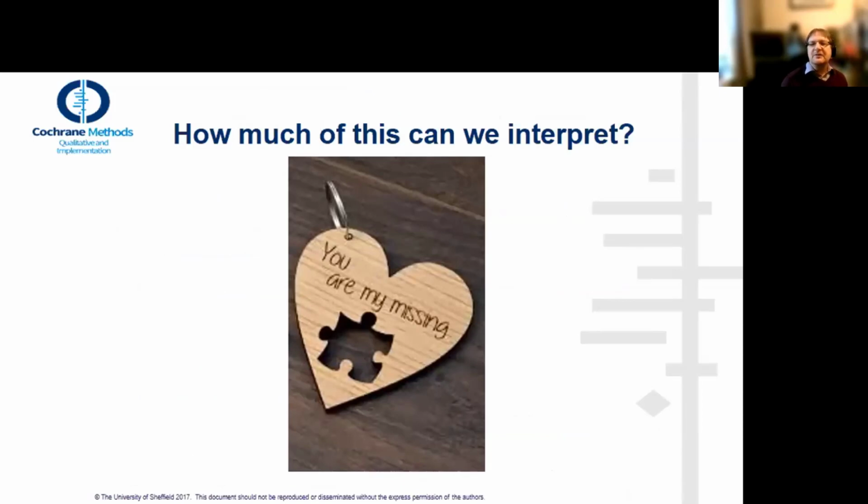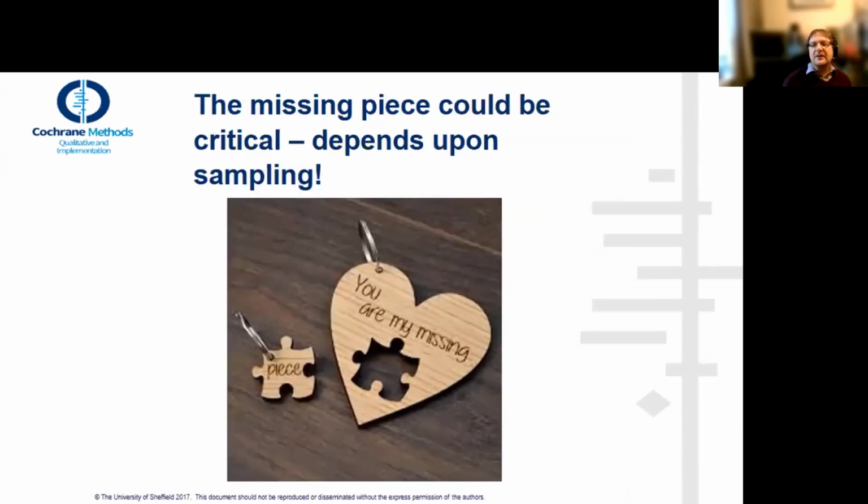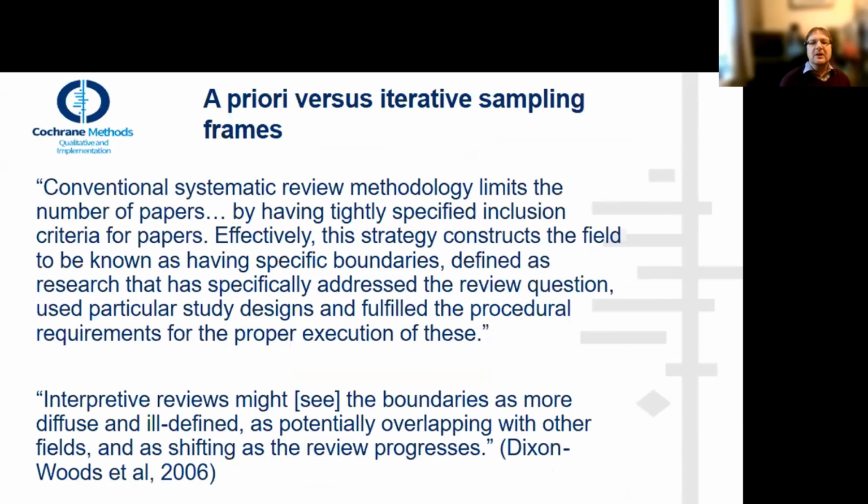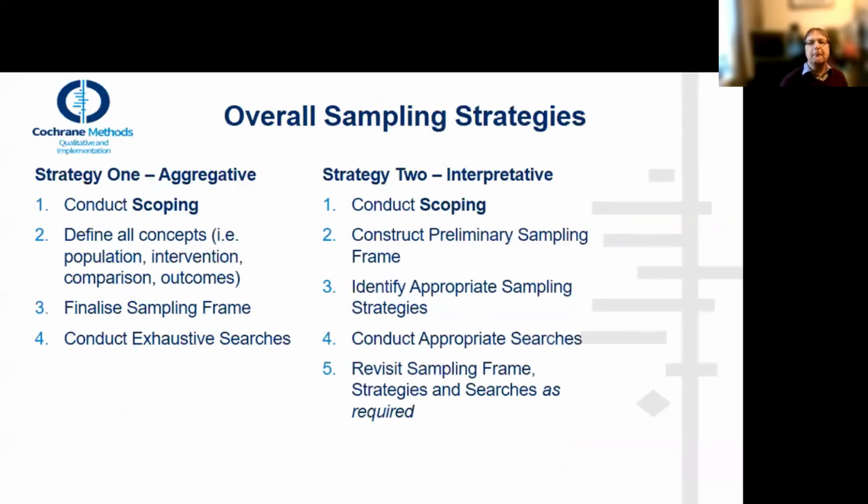So in an aggregative review, we would need to see the missing piece in order to interpret it. In an interpretive review, we would be able to work out that missing piece. And indeed, if we want confirmation, here it is. So conventional systematic review methodology uses one method of limiting the number of papers. This is by having very tightly defined criteria. But interpretive reviews are more fluid in the sense that you get a greater idea of what you need to sample as the picture from the studies becomes clearer.